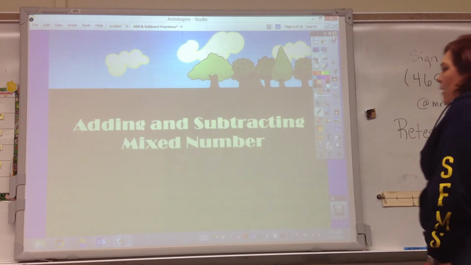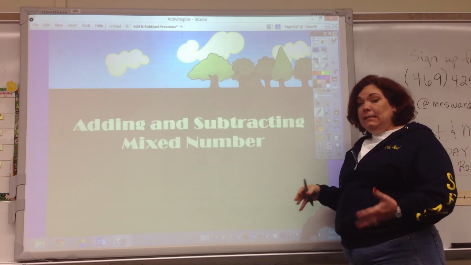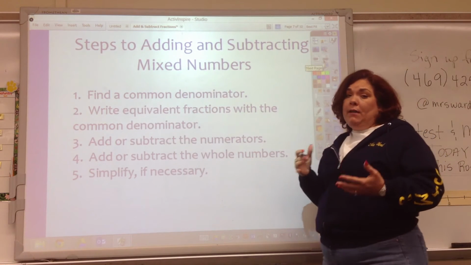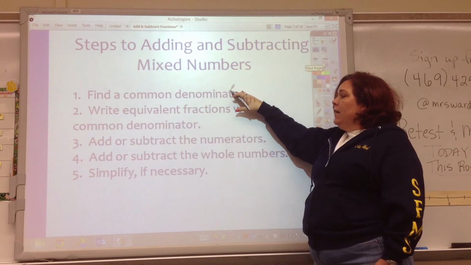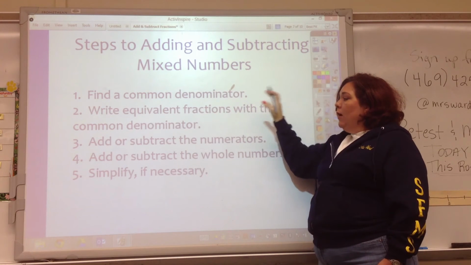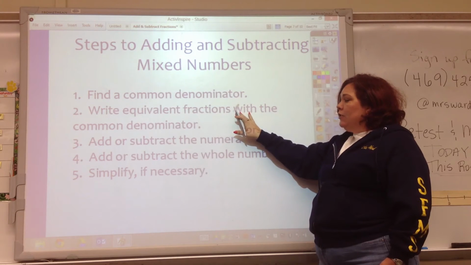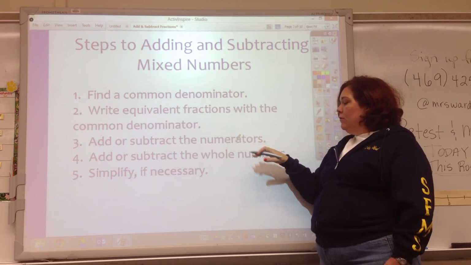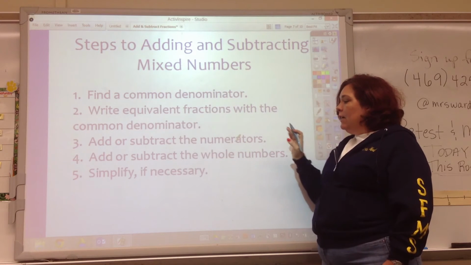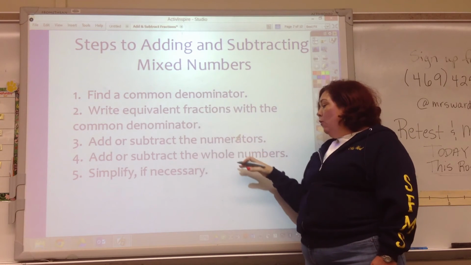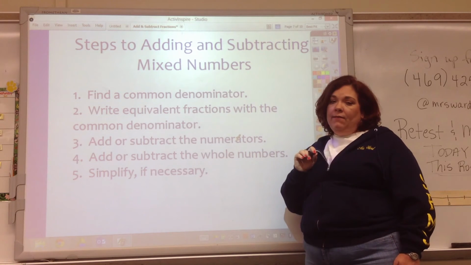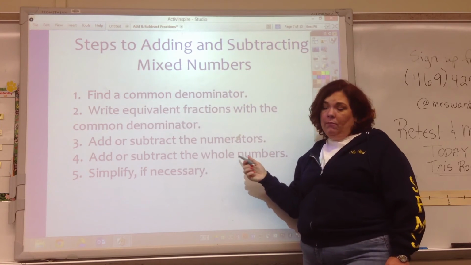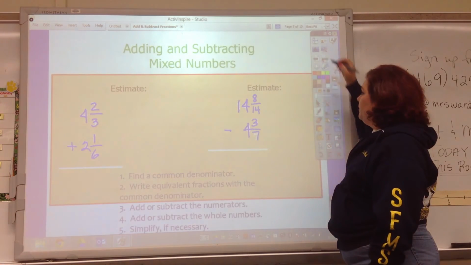So now we're going to throw in adding and subtracting mixed numbers. Now, these steps will look very much the same. You're going to find a common denominator, write equivalent fractions with the common denominator, add or subtract the numerators, keep the denominator. Then you're going to add or subtract the whole numbers, and then you're going to simplify if necessary. So the only step that it adds is dealing with the whole numbers. So let's see what this looks like.